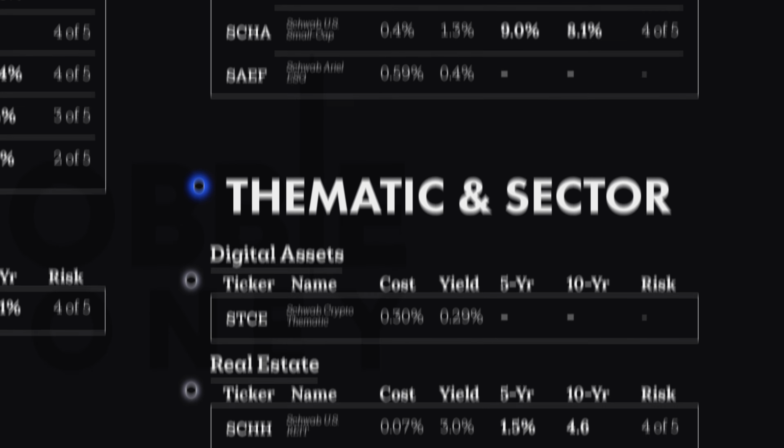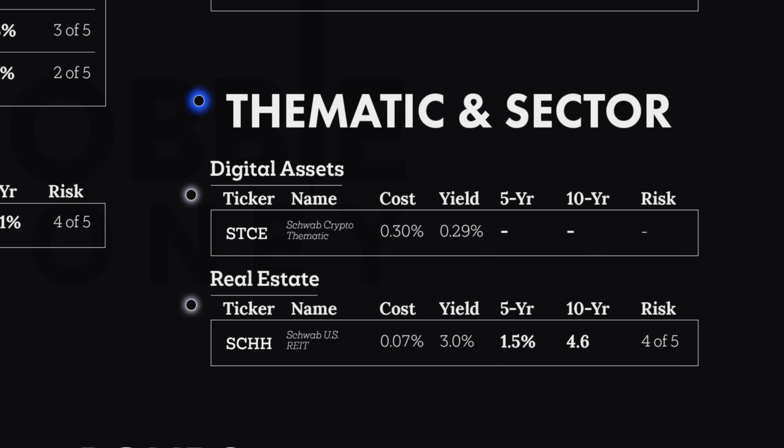We also have the thematic and the sector. I basically added these here because they don't deserve to be under the other ones, so they get their own spot. Now you might not know these exist, and so now you will. Under the digital assets thematic, there's STCE. This is actually the Schwab Crypto Thematic ETF. Now, this doesn't invest in cryptocurrency. What this does invest in, though, are companies that deal with the space of cryptocurrency. So basically, you're getting exposure to the space, but you're not buying the actual currency.